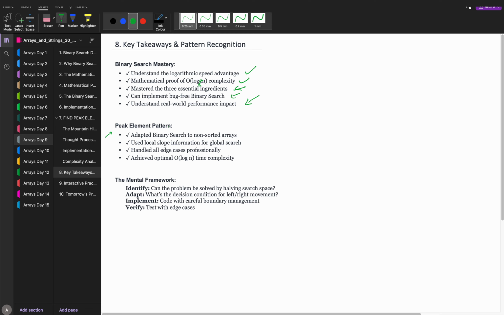Then we talked about the peak element pattern. Adapted binary search to non-sorted arrays. So now you have got this. Earlier we thought it would only apply on sorted arrays. But according to the problem, if it has some similarity, then we can try, and if it is getting solved, it is getting solved. I don't know how it would work, but yeah, we found the pattern, we tried to solve it, that's all. That's how things actually work.